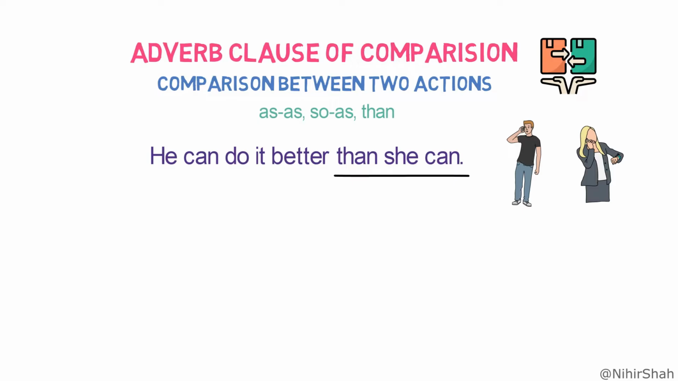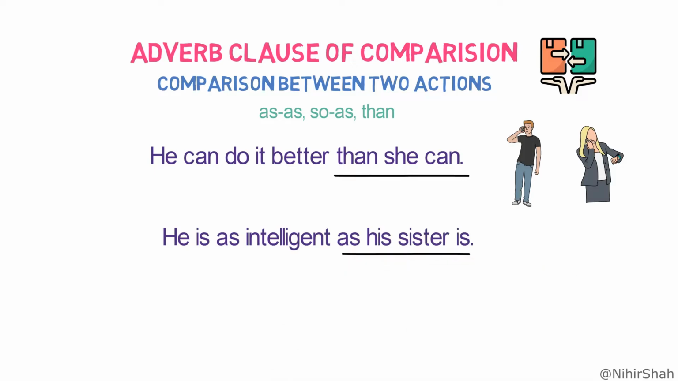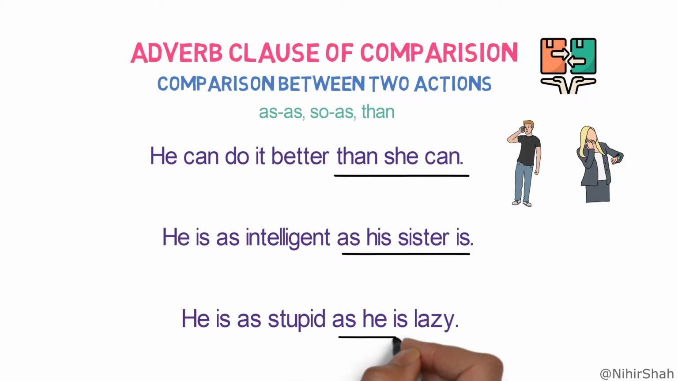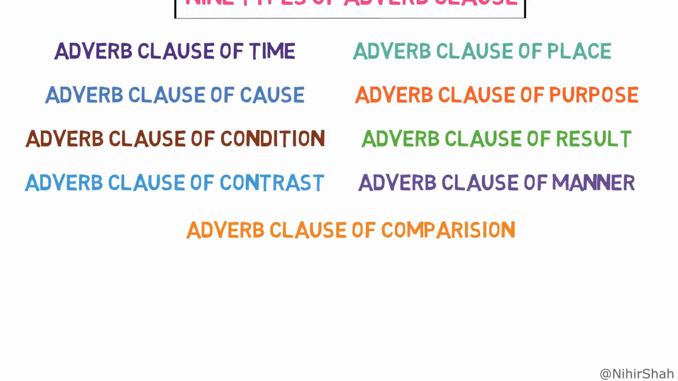Some more examples of it could be, he is as intelligent as his sister is. Here, as his sister is an adverb clause of comparison. He is as stupid as he is lazy. Here, as he is lazy is an adverb clause of comparison. So finally, we have learned the 9 types of adverb clauses.